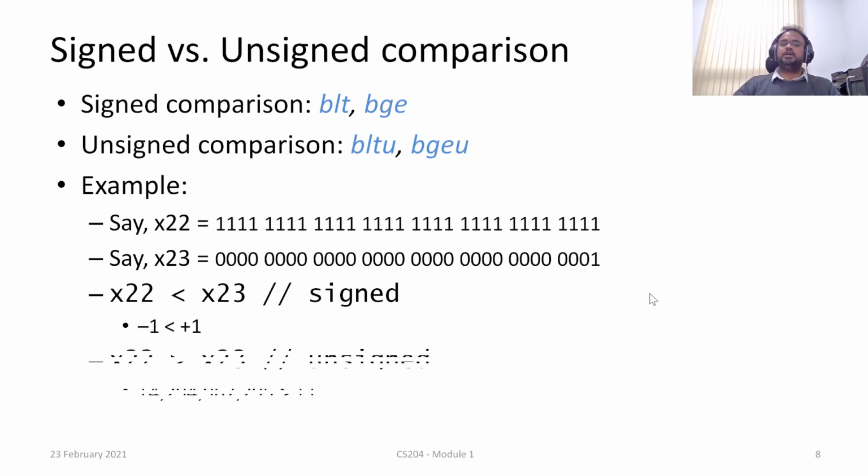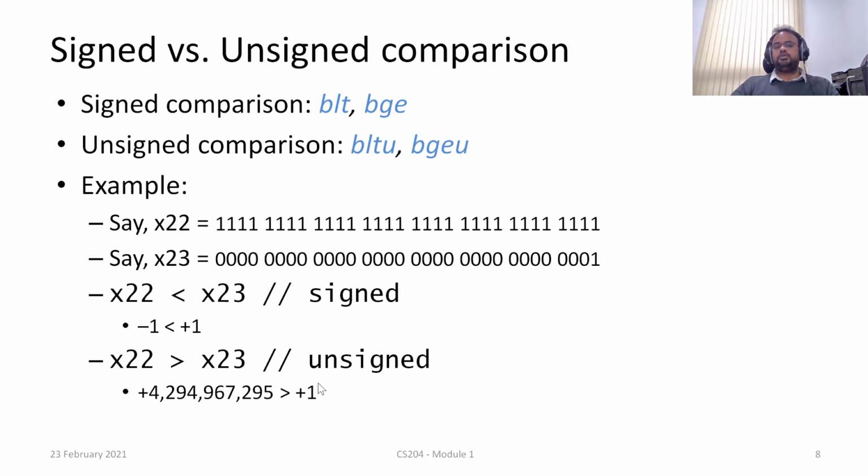But if we want to compare as unsigned, then the value in x22 is a very big number and x23 is just 1, right? So here x22 is greater than x23. So the branch instructions that you want to introduce into your code, be careful with them about whether you want the variables to be treated as signed or unsigned.